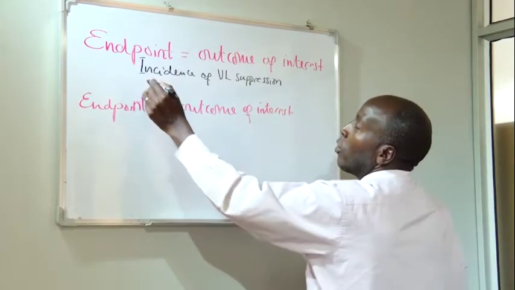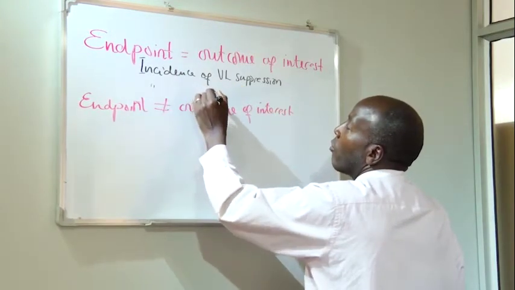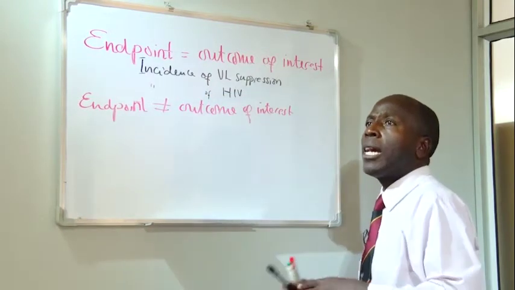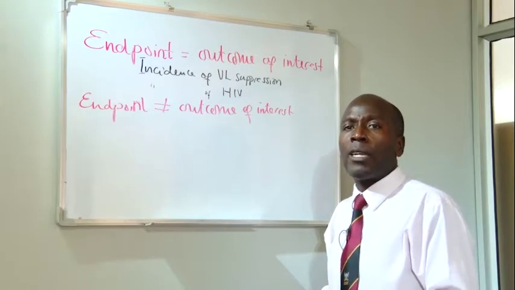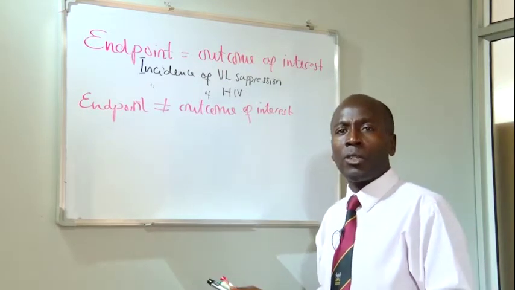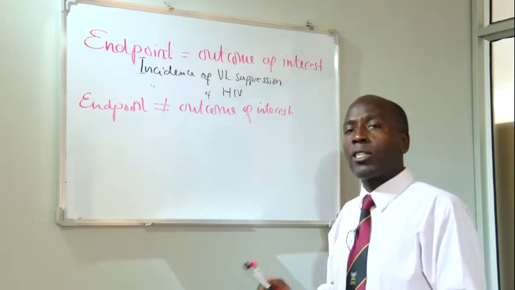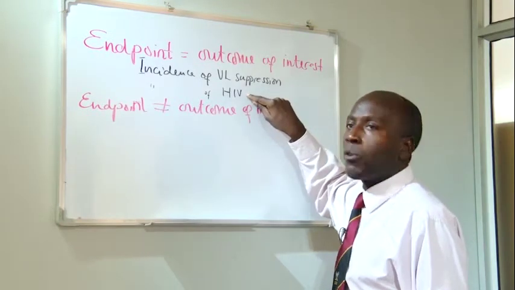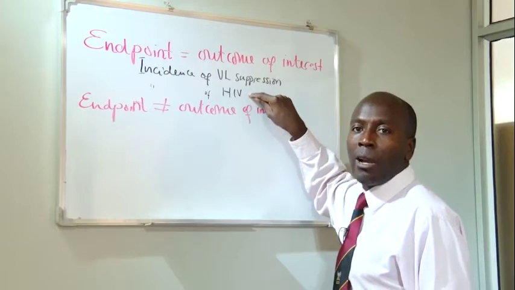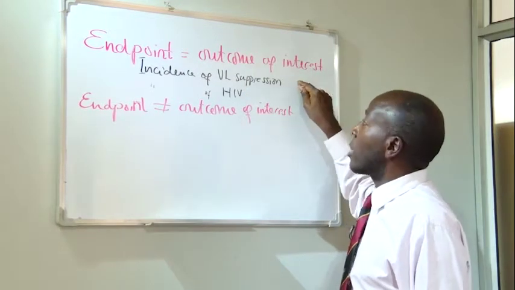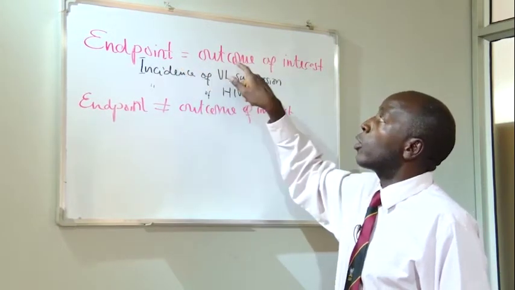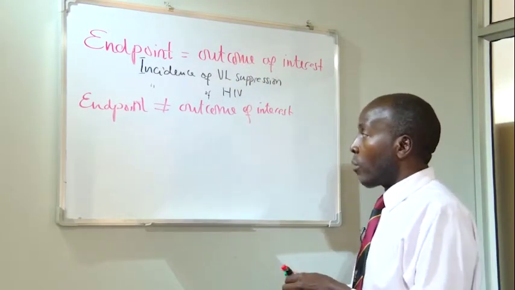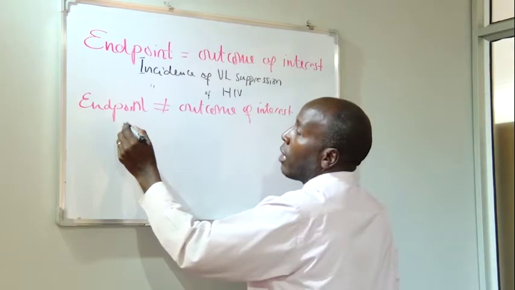What if we want to know the incidence of HIV? We collect blood at different times. We find out, does it contain HIV, does it not? Does it contain antibodies to HIV, does it not? So the time we find out that person X is now HIV positive, the endpoint is also equal to the outcome of interest.